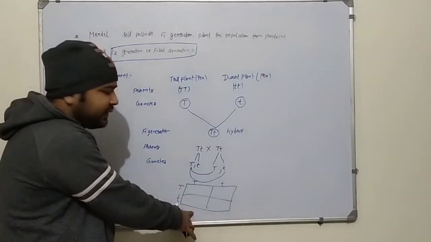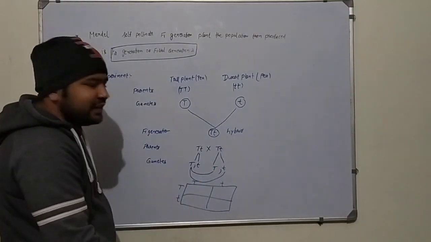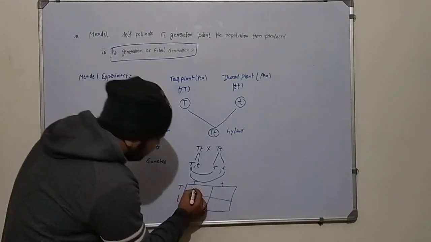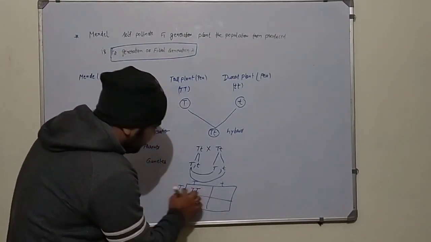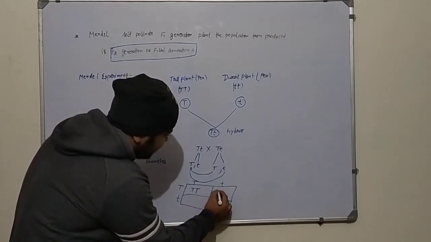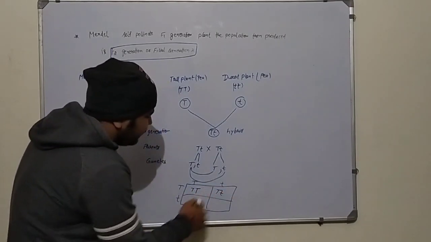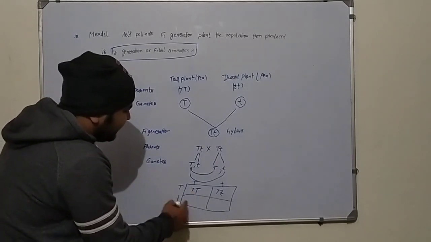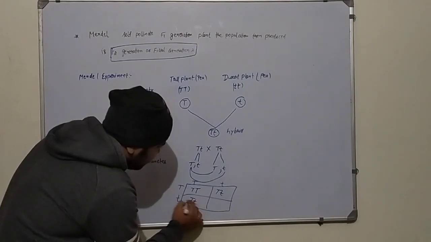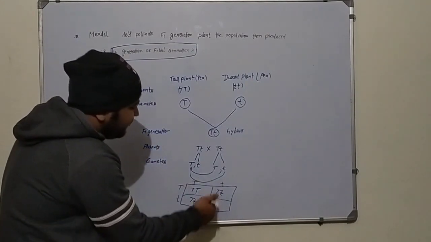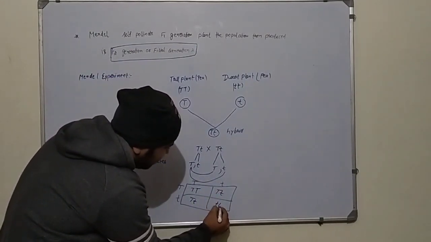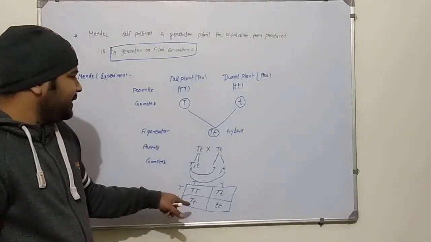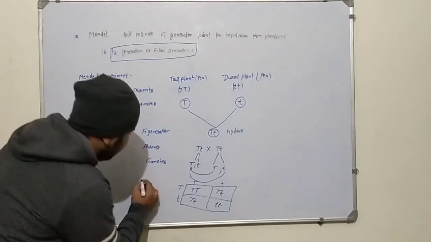This square is called a Punnett square, and these gametes are combined with each other. This T combined with this T, double T. This T combined with this t, capital T with small t. This T combined with this t, capital T and small t. This t combined with this t, double small t. The population which is produced in this situation is called the F2 generation or filial 2 generation.